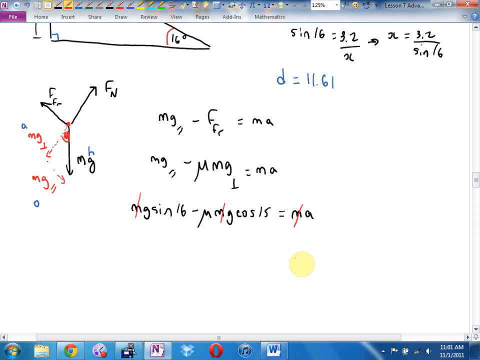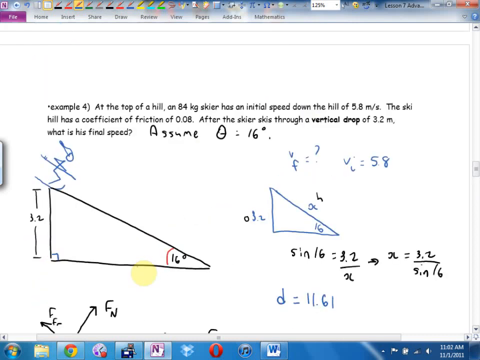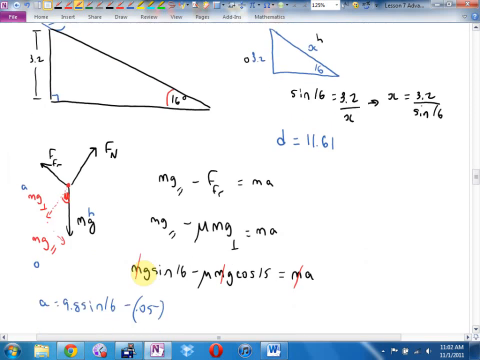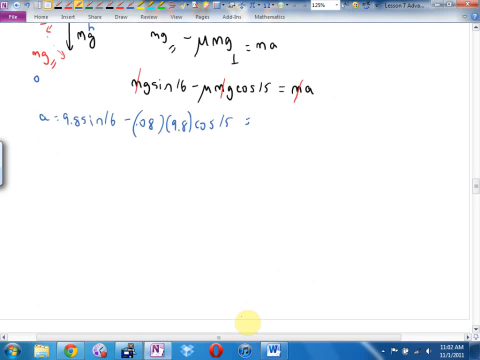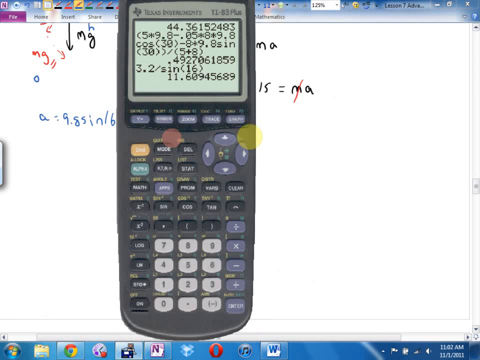A is going to be 9.8 sine 16 minus 0.05. I think that was mu. Let me double check. 0.08. Sorry. Times 9.8 times the cosine of 15. What's my acceleration down the hill? Cosine of 15? How about cosine of 16, Mr. Dueck? I did that up here, too.